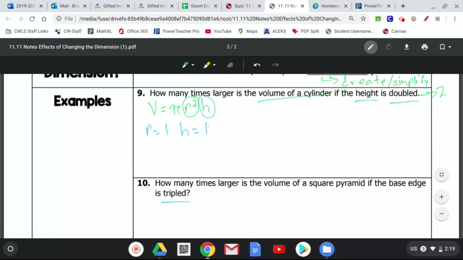If we make them 1, we're going to calculate the volume of this cylinder. Super simple. Volume equals pi times 1 squared times 1. When we do that, we just get pi. That's going to be the volume of that cylinder. Now, because we're looking for the change when the height is doubled, we have this height here, which is 1.